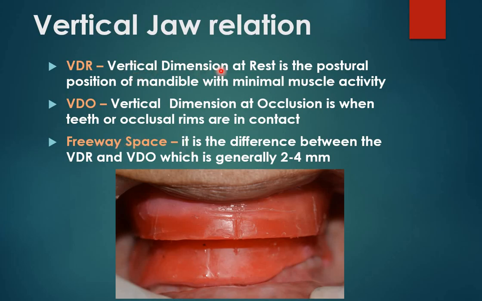Vertical dimension at rest is the postural position of the mandible with minimal muscle activity, and vertical dimension of occlusion is when the teeth or the occlusal rims are in contact, like you can see here. The difference between the rest position and occlusion will give you the freeway space, which is generally 2 to 4 millimeters, which is required.